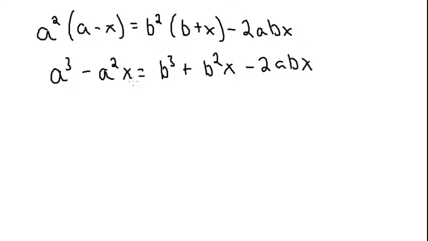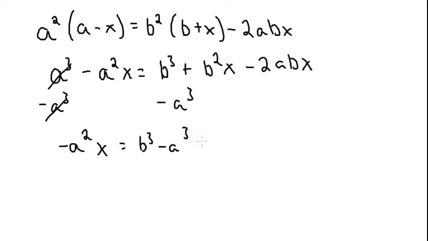Next, to solve for x, we want to get all of the terms with x on one side of the equal sign and all of the terms without x on the other side. So I'll get all the terms with x on the left-hand side. Start by moving the a cubed to the right. It would be minus a cubed on both sides. So this cancels out with that and leaves on the left-hand side negative a squared x is equal to b cubed minus a cubed plus b squared x minus 2abx.